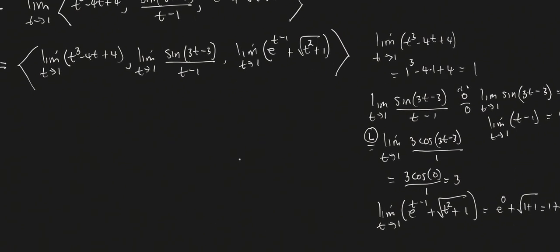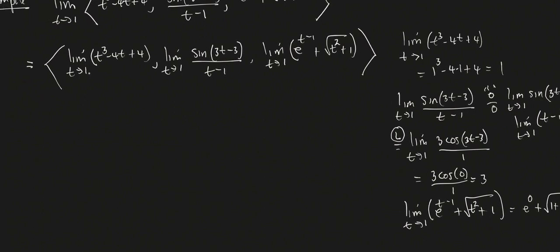So our answer: the first component approaches 1. The second component approaches 3. And then the third component approaches 1 plus the square root of 2. Now, what exactly could this look like? Remember, our vector functions, whether they're 2D or 3D, can represent a curve. I'm not necessarily going to focus on the curve point here, but let's say, and this would be a 3D problem.